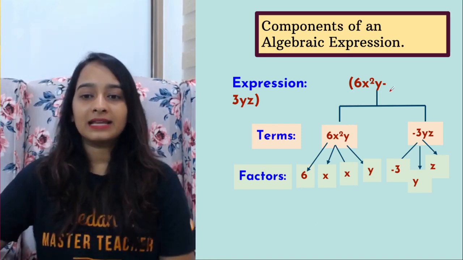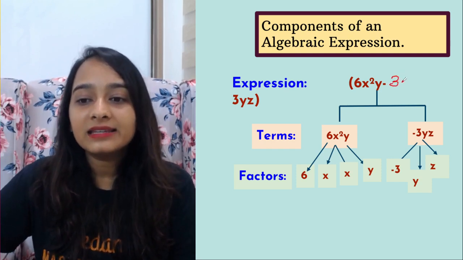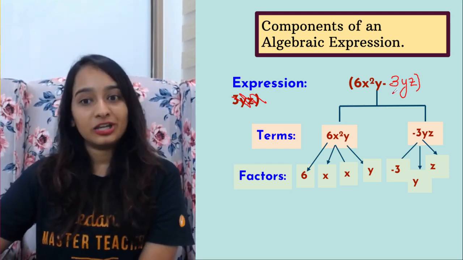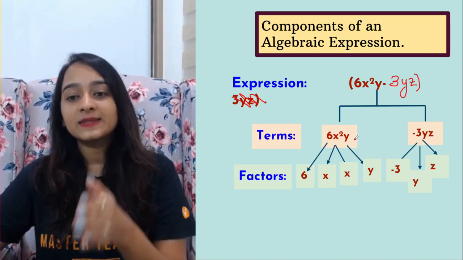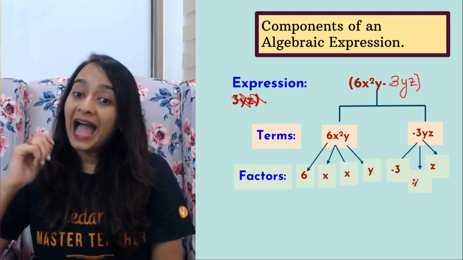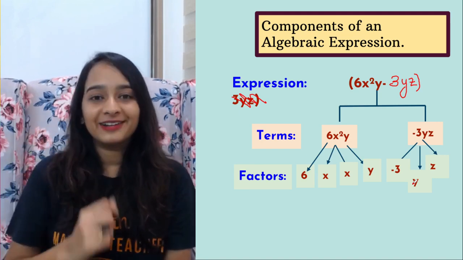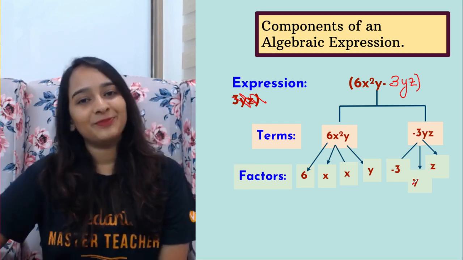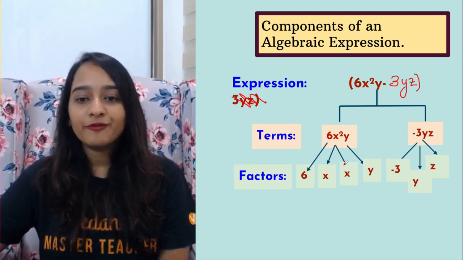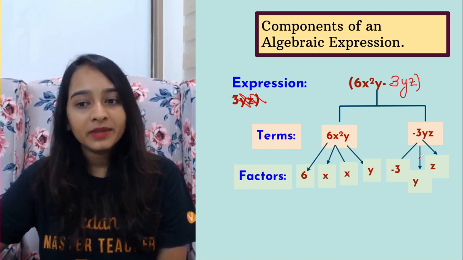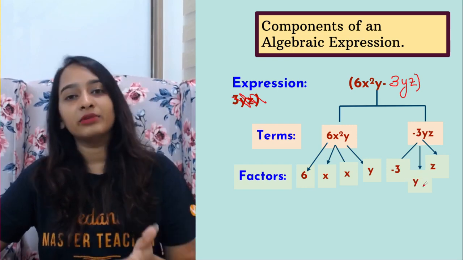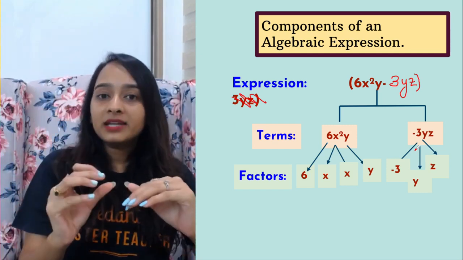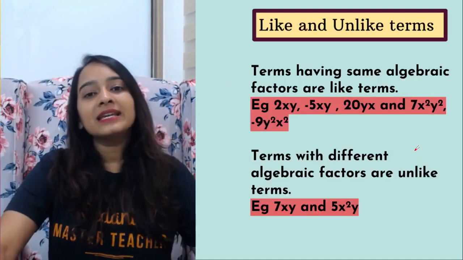Now, let us talk about the expression 6x square y minus 3yz. So now this is an algebraic expression. What are the terms here? You have 6x square y and minus 3yz. But how are those terms forming? With the help of factors. When you multiply the factors, you get terms. When you add the terms, you get an expression. Remember, how is 6x square y formed? 6 multiplied with x multiplied with x multiplied with y. Minus 3yz will be minus 3 multiplied with y multiplied with z. So now you know an expression, terms and factors. You multiply the factors, you get terms. You add the terms, you get expression.